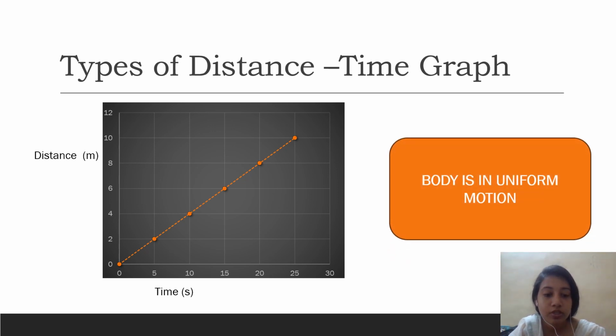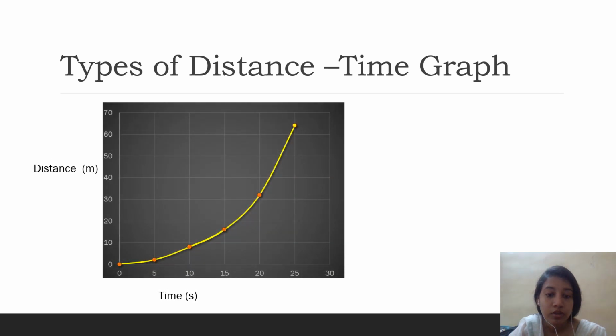So the distance time graph for a body in uniform motion will be a straight line which is positively inclined. As you can see here, it is positively inclined. It is not a horizontal line as we had seen in the earlier case. This is a positively inclined straight line, so this represents a body in uniform motion. The next one is non-uniform motion. We know that most of the objects travel in non-uniform motion.